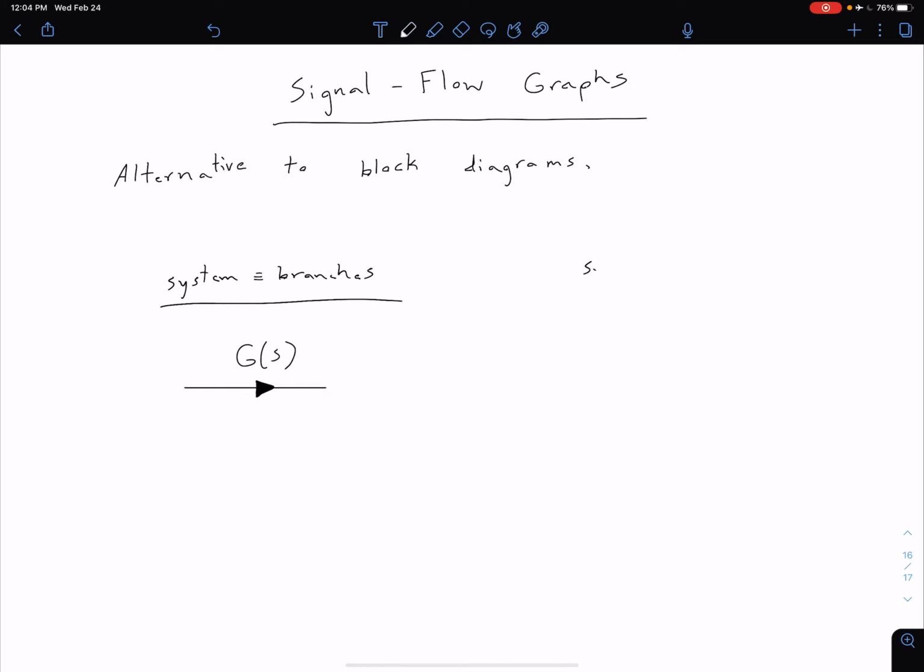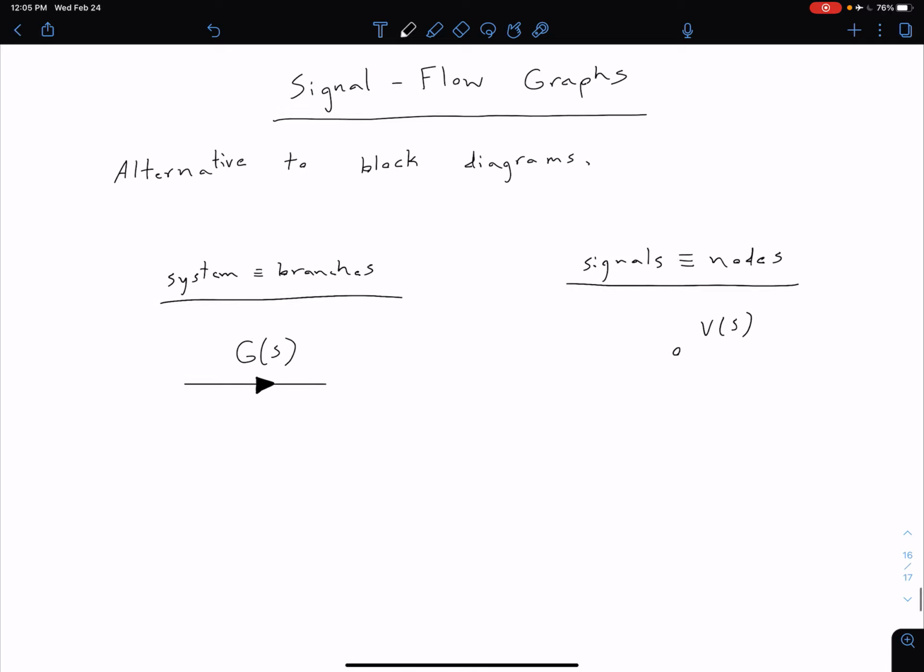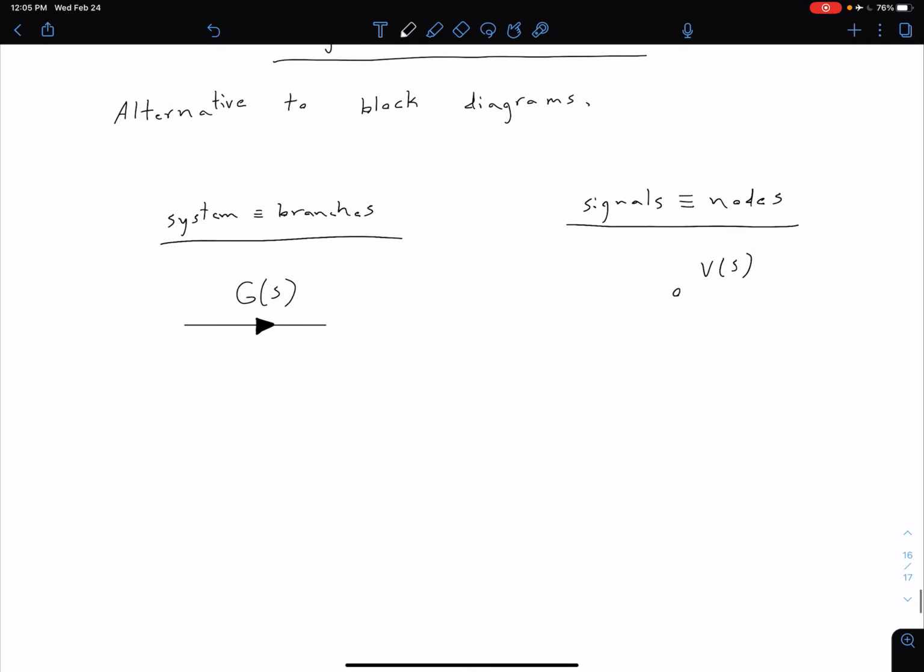The signals in a signal flow graph are just given by nodes. So signals are equivalent to nodes, whereas in our block diagram, remember our signals were the connecting branches between the blocks. So our signals are just going to be nodes here. So for instance, maybe this is some signal V of S. A couple other notable differences is wherever we have a signal, it's basically just going to be the sum of all of the signals flowing into it, or all of the systems flowing into it.